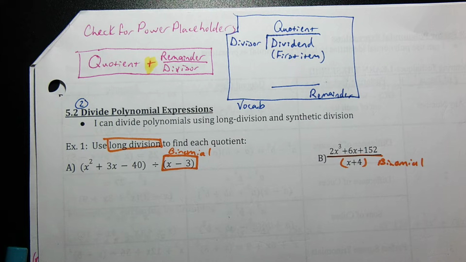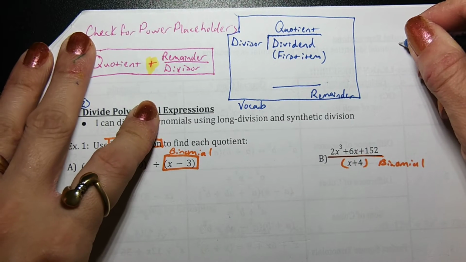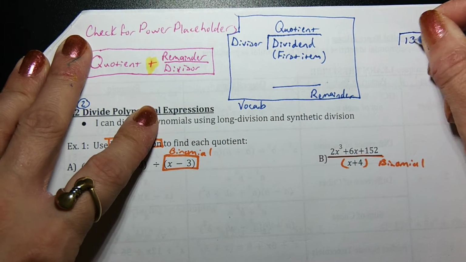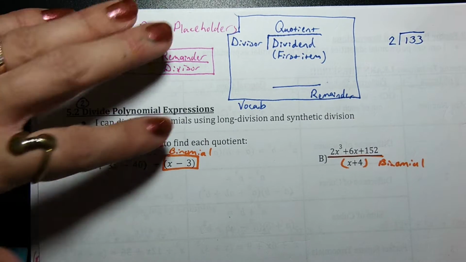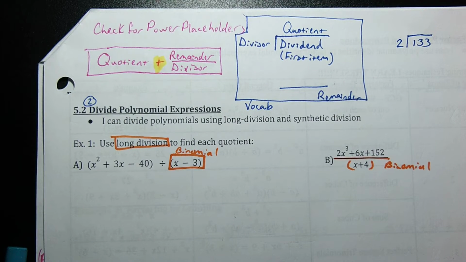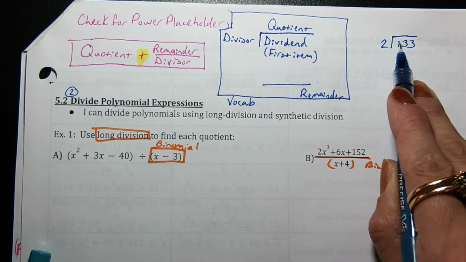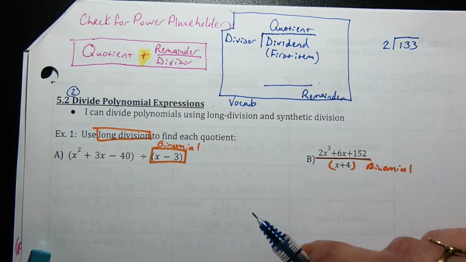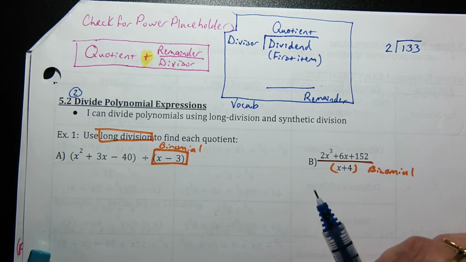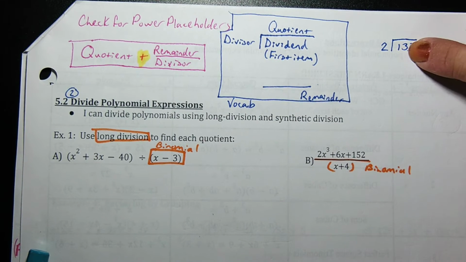Let's go ahead and just do a regular division problem. So 133 divided by 2. 133 is our dividend. 2 is the divisor. Now, back in middle school, you may remember saying 2 goes into 1 how many times, right? And what would we say? 2 goes into 1 how many times? 0. So we move to our next digit.